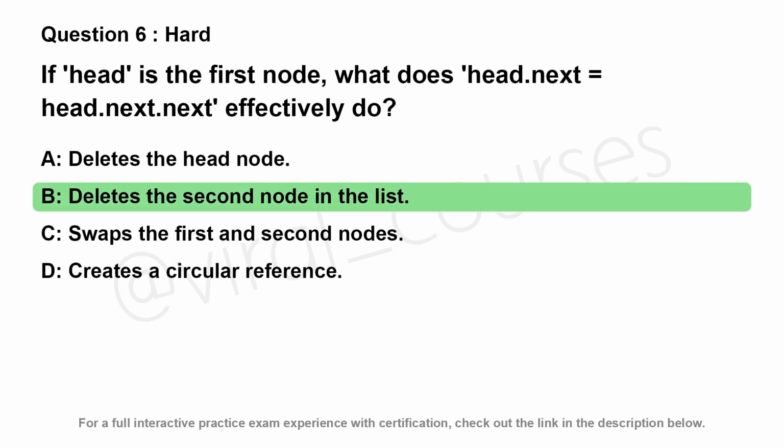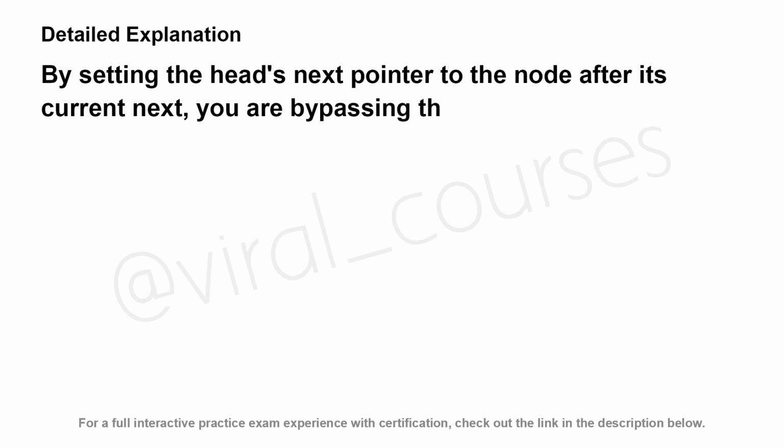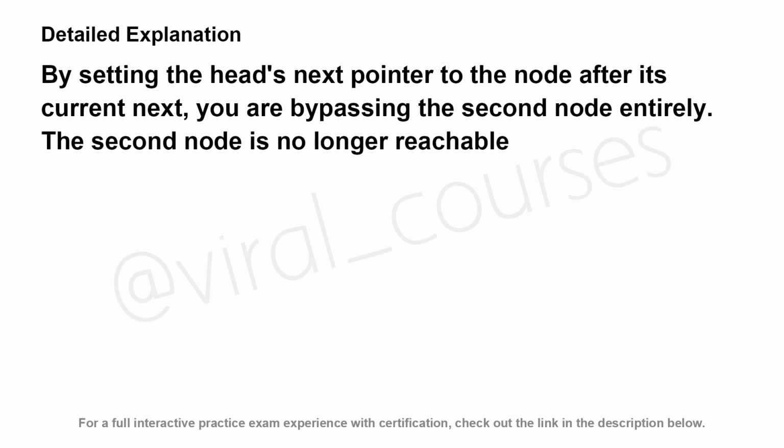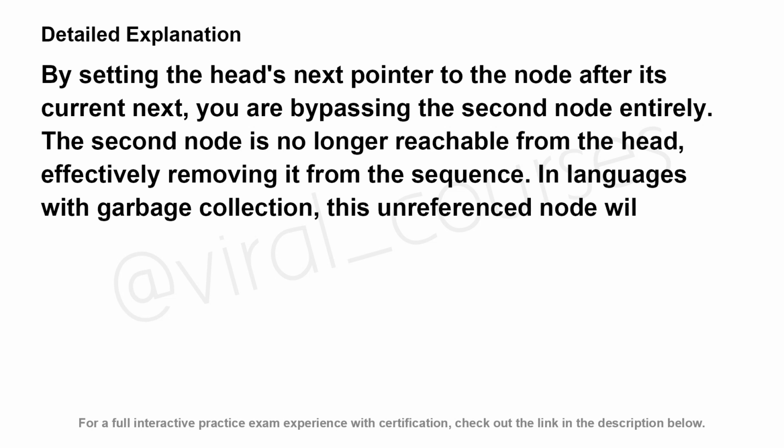The correct answer is B. By setting the head's next pointer to the node after its current next, you are bypassing the second node entirely. The second node is no longer reachable from the head, effectively removing it from the sequence. In languages with garbage collection, this unreferenced node will eventually be deallocated.